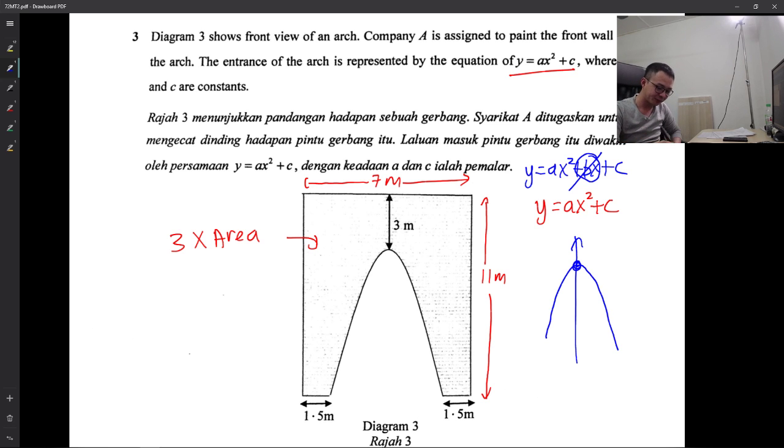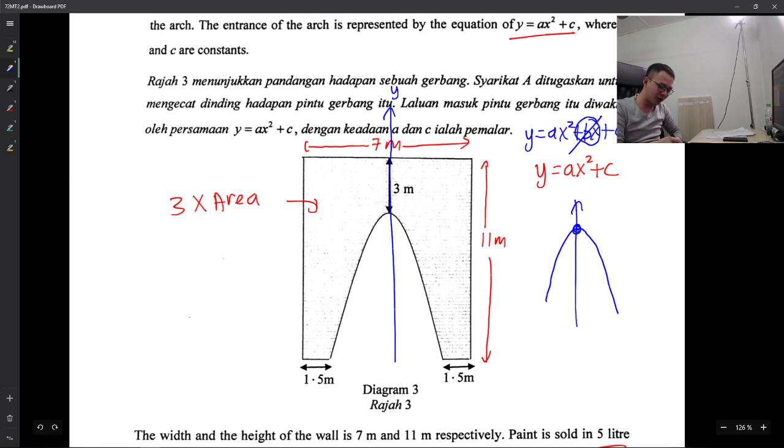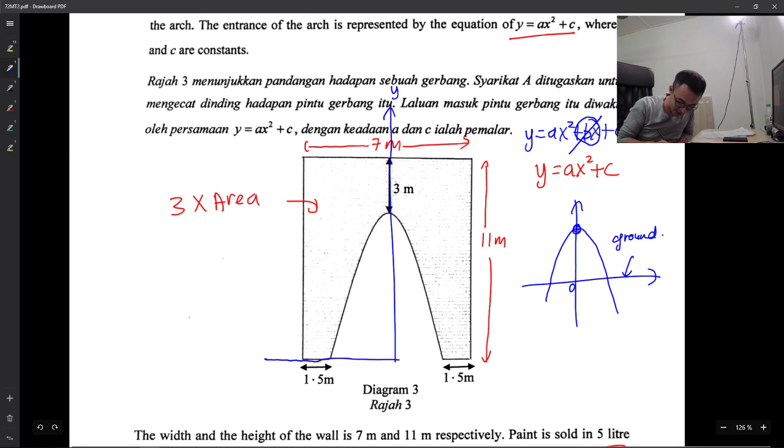So therefore, because of this equation, I can be very confident to say that my y-axis should be in the middle. This one should be my y-axis. And where is my x-axis? Because of this 0 here, I will assume this will be the ground. So my x-axis will actually be on the ground. Therefore this one will be my x-axis. I need some skill to draw a nice x-axis here. I will assume this is my y-axis and x-axis, and both sides are symmetrical.